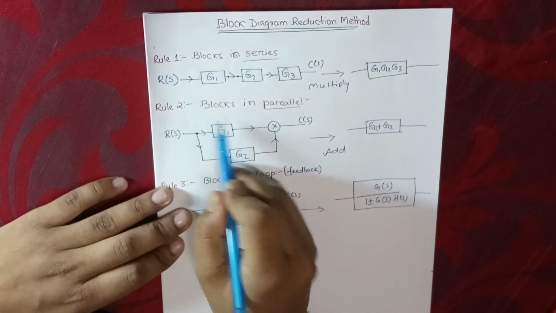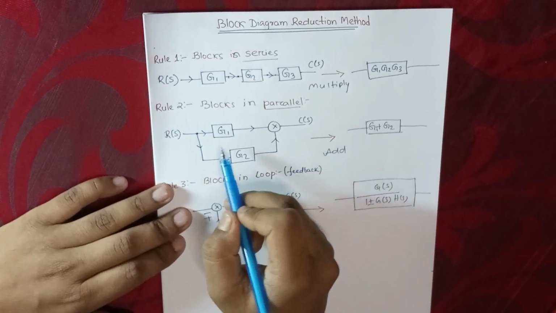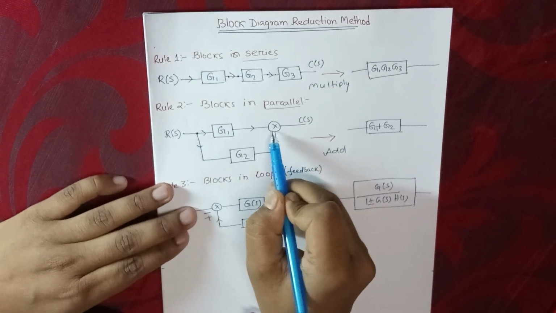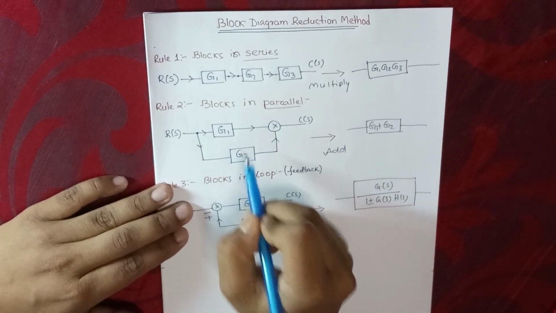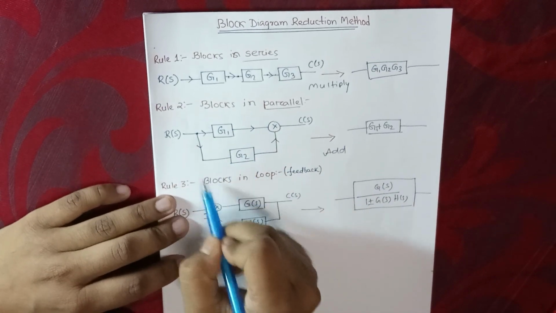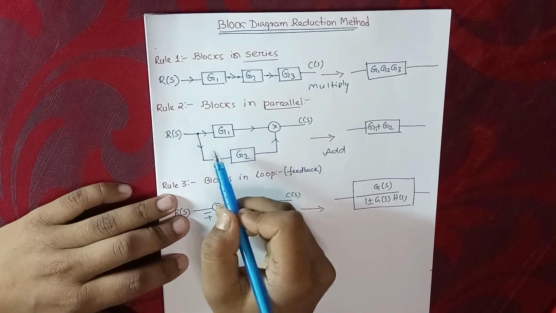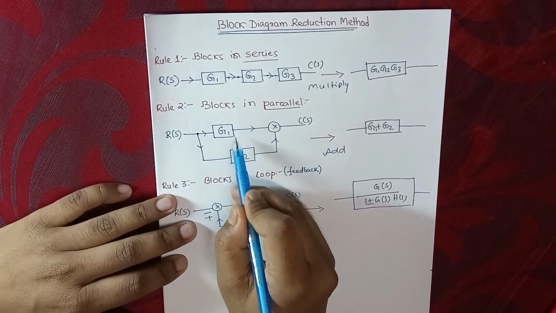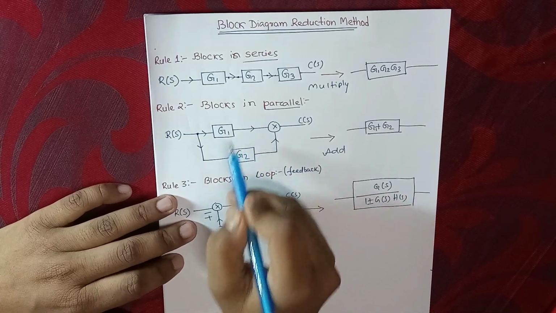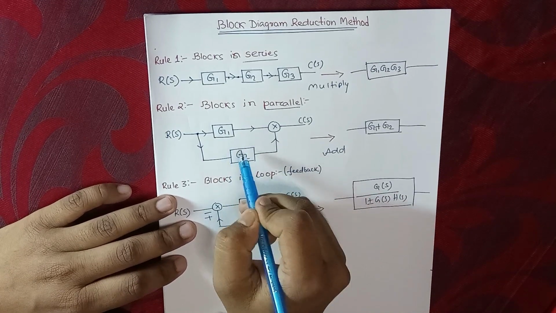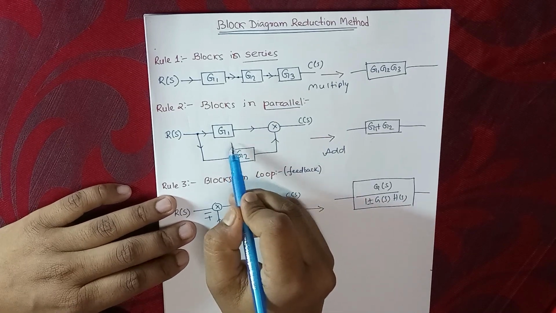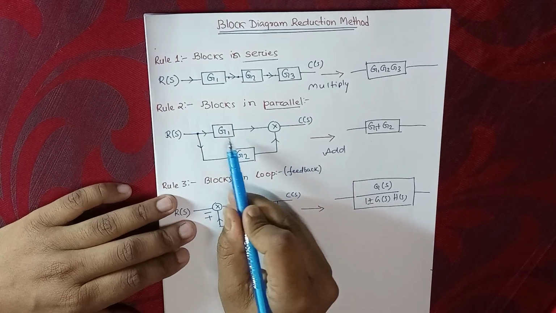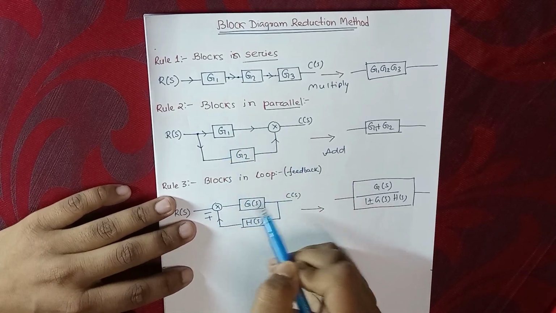Now the second rule is if the blocks are in parallel. How to decide the blocks are in parallel? The input side will be connected to one point, and the output side will be connected to another point. Then the blocks are in parallel. There may be one more block also. There can be many blocks. If the blocks are in parallel, we just need to add. If we add the individual gains, we will get the overall gain. Here it will be G1 plus G2. If there are two more blocks, then G1 plus G2 plus G3 plus G4.